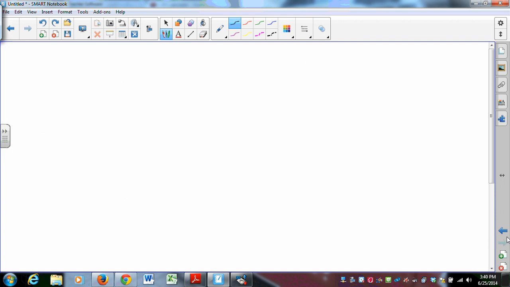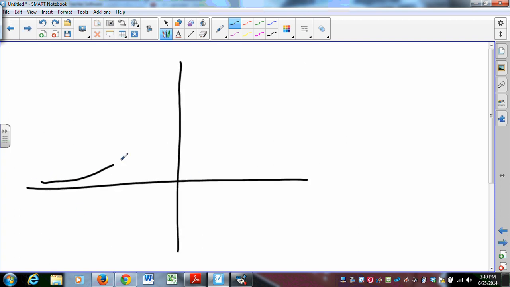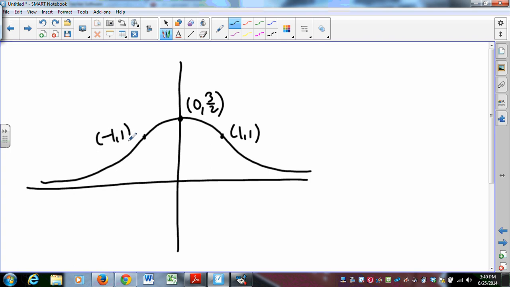You should also know, here's a generic graph. Just a generic graph. Looks sort of like a bell curve, but not really. This point is at 0, 3/2. This point is at 1, 1. This point is at negative 1, 1. We appear to be asymptotic to the x-axis. You should be able to generate a graph of f of x minus 2 plus 3/2.